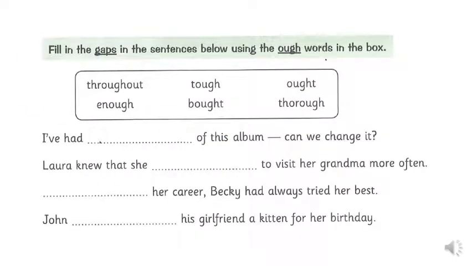For this activity, you fill in the gaps in the sentences below using the ough words in the box. So you've got a choice of 6 words and seeing which of those would fit into those sentences. Pause the video and have a go and make sure you're careful with your spelling.